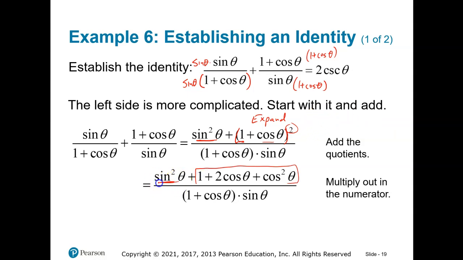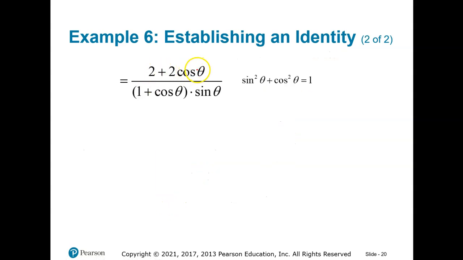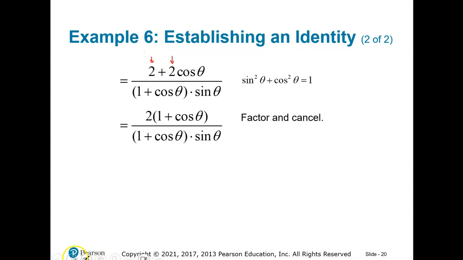And notice here I got a sine squared, a cosine squared, that's equal to 1. These will combine to 1. So we got a 1 there, we got a 1 there. That's going to be 2 plus 2 cosine. And then we're just going to factor out this common 2. That's going to give me 2 times 1 plus cosine, which is in the denominator.